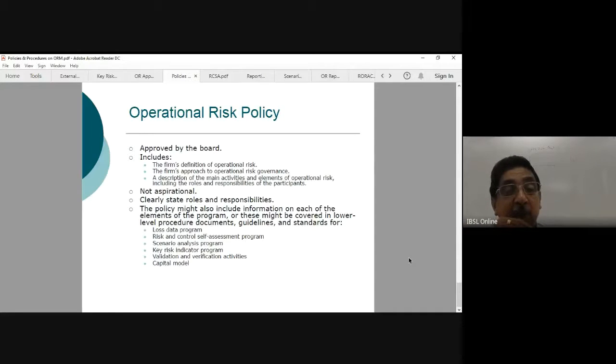Now we can be particular about the operational risk policy. It should be approved by the board. It should include the firm's definition of operational risk, the approach to operational risk governance, and a description of the main activities and elements of operational risk. It should not be aspirational. It should clearly state roles and responsibilities. The policy might also include more. Now, this will give you a guideline for your exercise, because you are going to write a policy on operational risk for your organization, because the policy is organization specific.